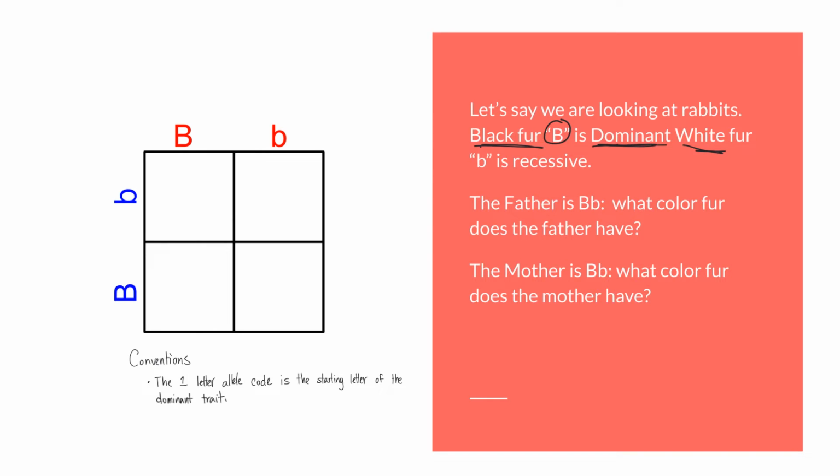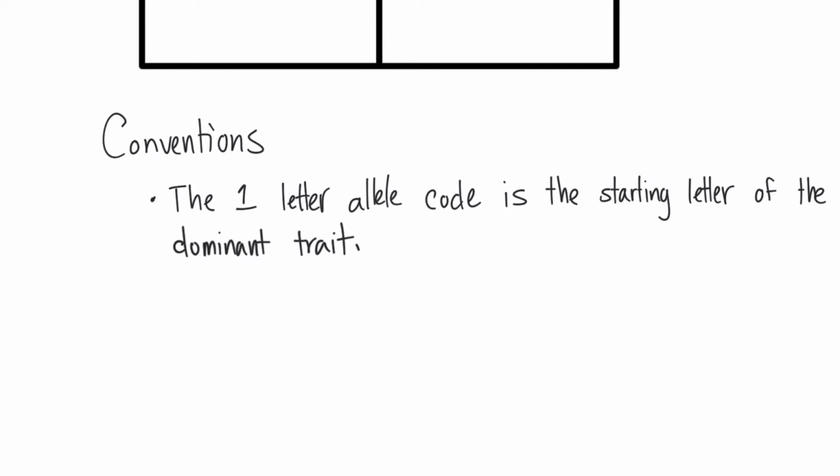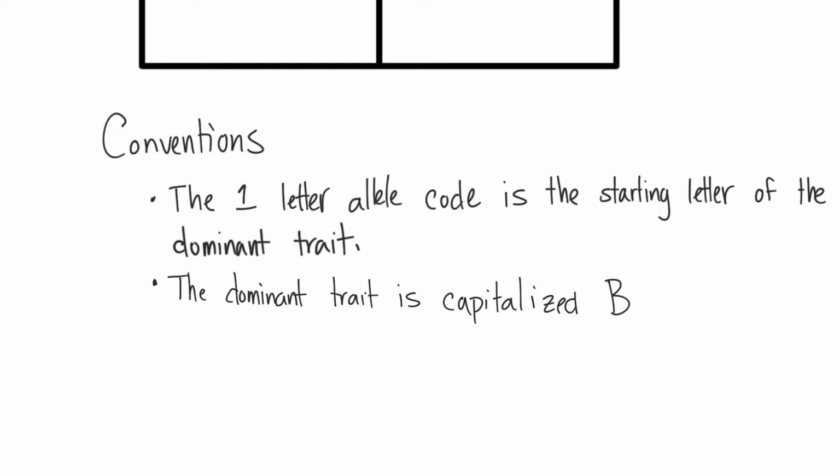That leads us to our second convention, which is the dominant trait is capitalized. That's why we use the capital B here for the dominant trait. And the last one: the recessive trait is lowercase. So even though the recessive trait is white fur, we represent that as a lowercase b.